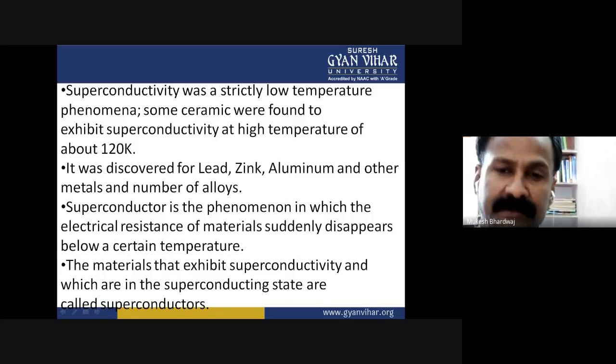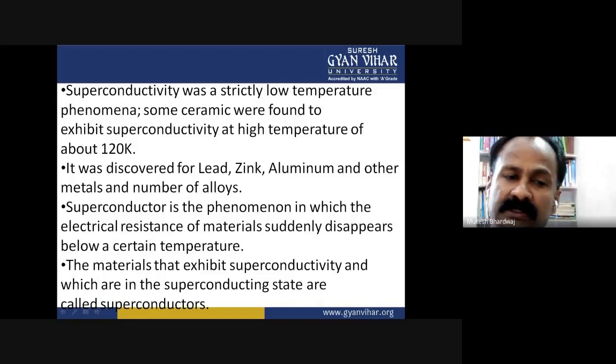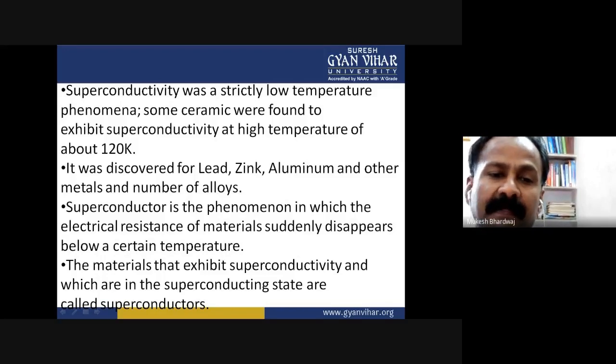Now, the Meissner effect. The Meissner effect is the fact, discovered in 1933, that not only does a superconductor exhibit zero resistance, but it also spontaneously expels the magnetic flux when cooled through the superconducting transition. That is, they are also perfect diamagnets. We call this the Meissner effect.